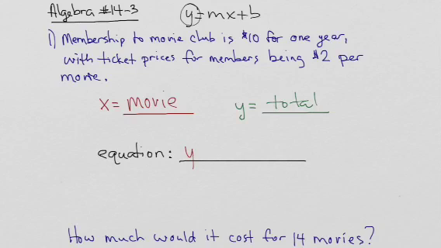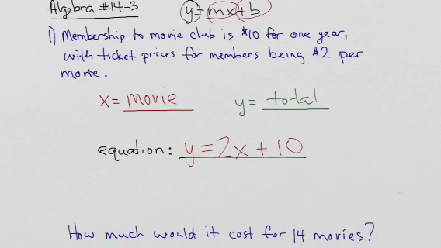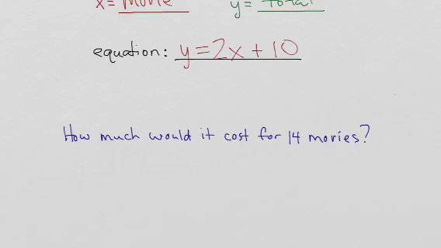So again, we're going to do y equals, well, the m comes with the x. So what's about the movies? Oh, that's $2 per movie. And then that b number, that's our starting point. Well, we started by having to pay this $10 membership fee at the start. So there's our equation. And part 2, how much would it cost for 14 movies?